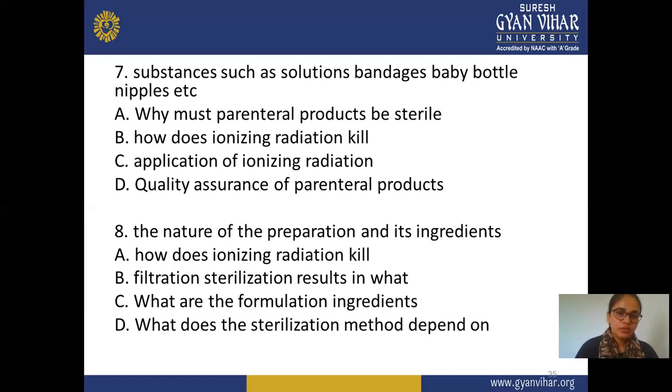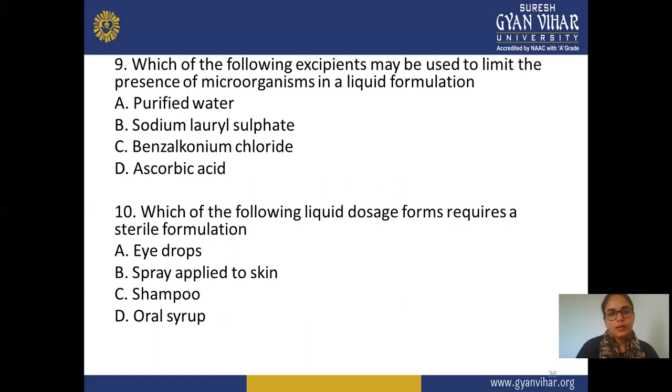In the eighth question: the nature of a parenteral preparation and its ingredients. A is how does ionizing radiation kill? B is the filtration and sterilization result in what? C is what are the formulation ingredients? And D is what does the sterilization method depend on? Next, in the ninth question: which of the following excipients may be used to limit the presence of microorganisms in a liquid formulation? A is purified water, B is sodium lauryl sulfate, C is benzalkonium chloride, and D is this. Next, in the 10th question: which of the following liquid dosage forms requires a sterile formulation? A is the eye drop, B is a spray applied to the skin, C is shampoo, and D is the oral syrup.